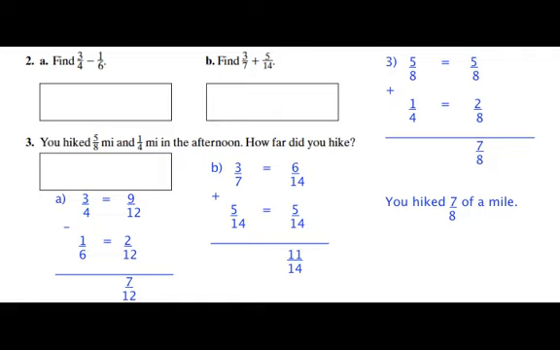We're going to add those two fractions. 5/8 plus 1/4. 5/8 we're not going to have to change because our common denominator is 8. 1/4 though becomes 2/8 because 4 times 2 is 8 and 1 times 2 is 2. So we have 5/8 plus 2/8. Add those two together and you get 7/8. You hiked 7/8 of a mile.